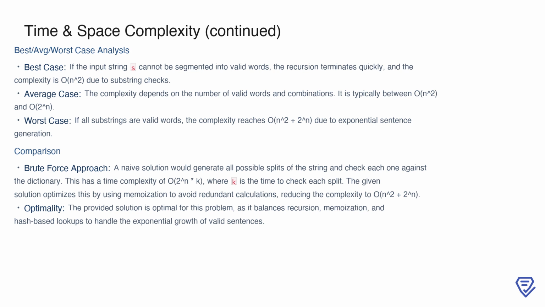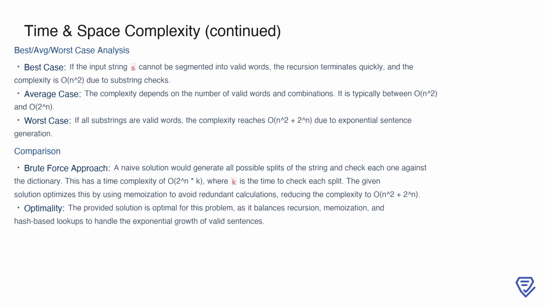Analyzing different scenarios, we see that the complexity varies depending on the input. In the best case, if the string s cannot be segmented into valid words, the recursion terminates quickly, and the complexity is dominated by substring checks, which take O(n squared). In the average case, the complexity depends on the number of valid words and their combinations. It typically falls between O(n squared) and O(2 to the power of n). The worst case occurs when all substrings of s are valid words, leading to O(n squared plus 2 to the power of n) due to exponential sentence generation.